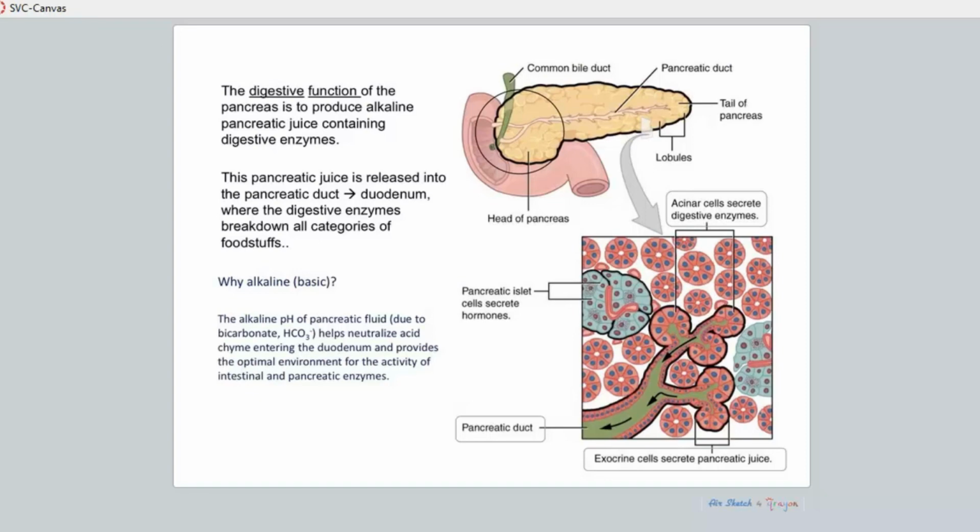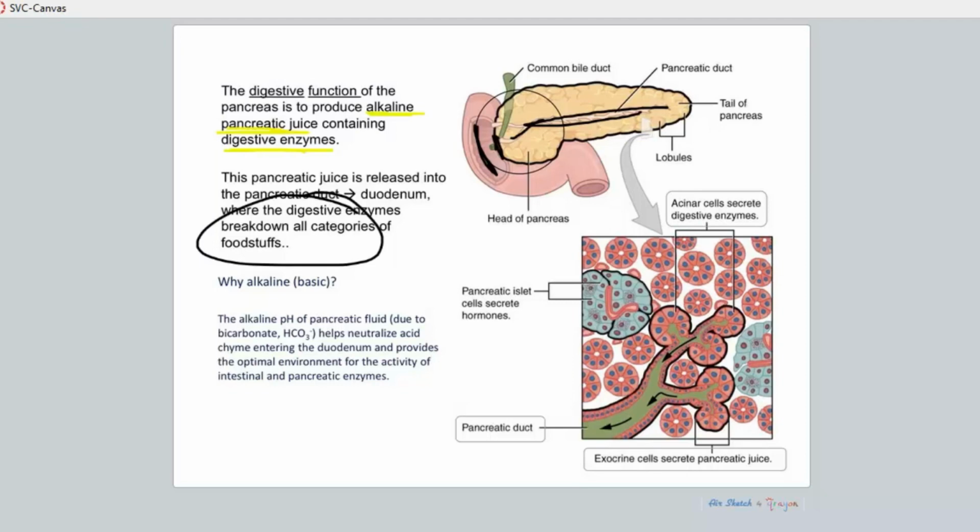Okay, so the digestive function of the pancreas is to produce alkaline pancreatic juice containing digestive enzymes. And this alkaline digestive juice containing pancreatic enzymes is released into the pancreatic duct, and then it has to go through a sphincter here and makes its way into the duodenum, where it's going to break down all categories of foodstuffs. So I have a question for you.